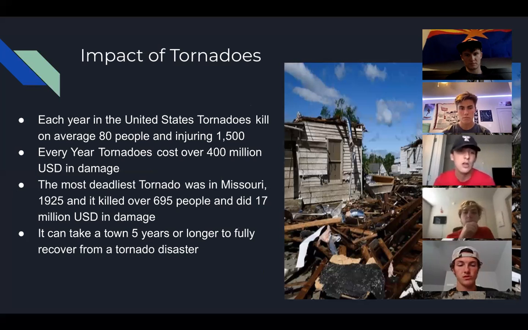And then each tornado can take up to 5 years, or even some cities like Lubbock haven't even fully recovered from tornadoes. So tornadoes can definitely hurt a community and a city because of the destruction.